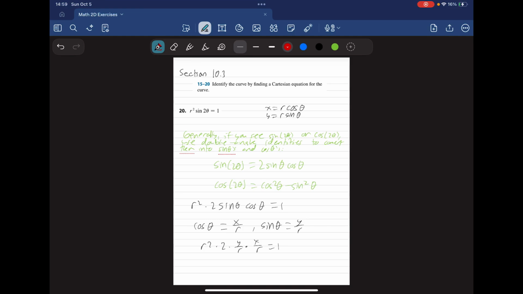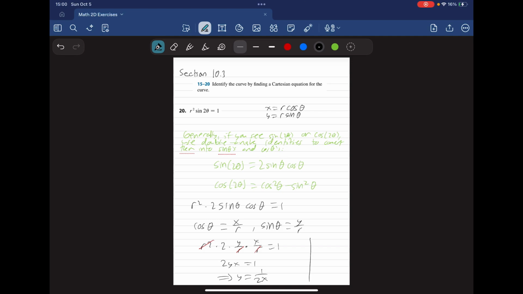What's really neat now is that we can actually cancel all the factors of r. So here we have 2 factors of r, and in the denominators here we have 2. So this equation simplifies to 2yx equals 1. And because x here cannot be 0, because if we plug in x equals 0, we get that 0 equals 1, which is a contradiction, we're allowed to divide by 2x, in fact, to get that y is 1 over 2x.